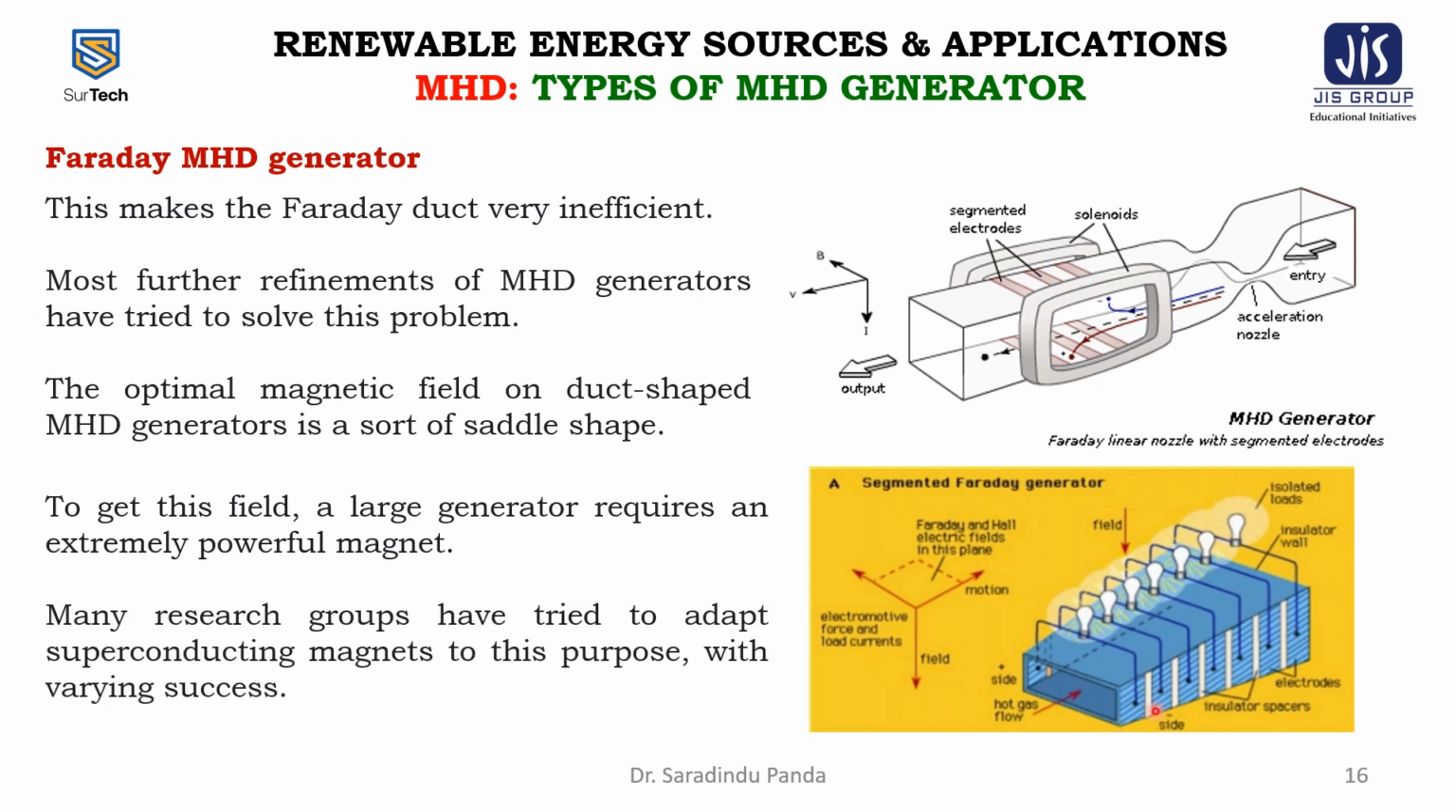These are the duct-shaped MHD generator. These are the electrodes, and these are the insulator spaces. The field is created like this. This is the isolated loads. Insulator wall is this. The hot gas flows through this duct shaped channel.